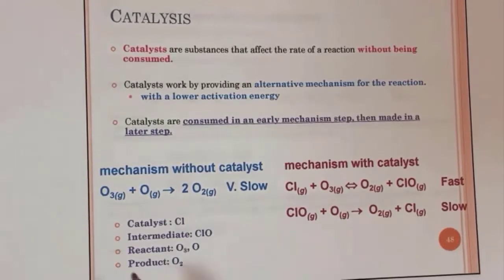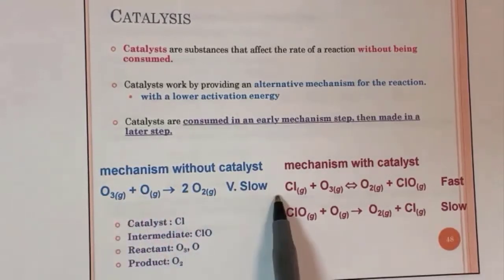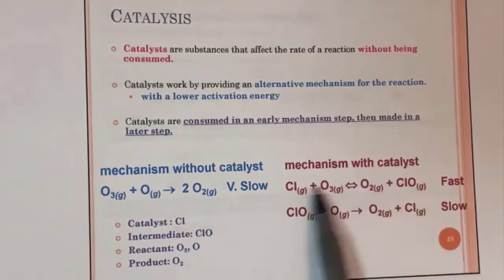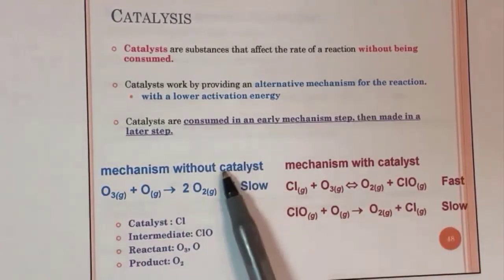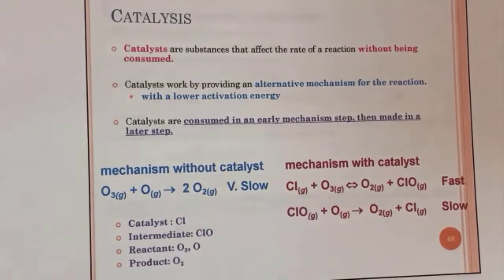Okay, so here's the mechanism without a catalyst. It's a really slow reaction, O3 plus O gives 2O2. And then if you introduce a catalyst, you have a fast and slow step instead of a very slow one. So you basically sped things up.